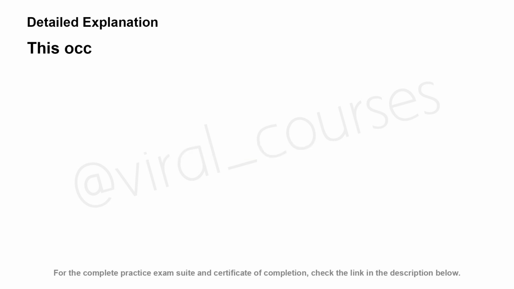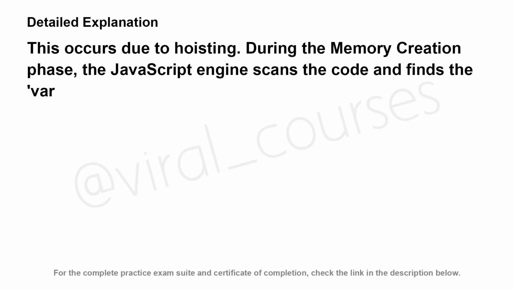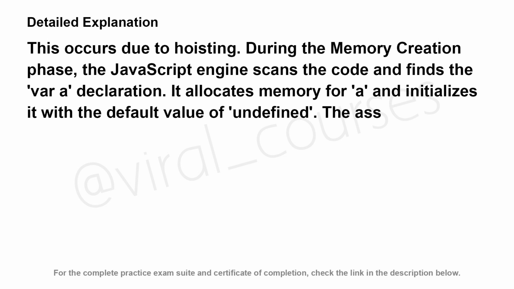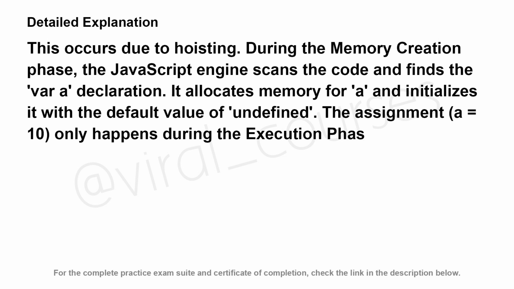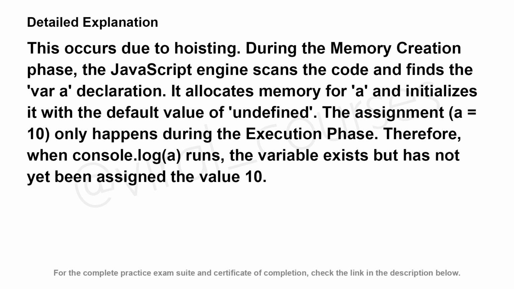This occurs due to hoisting. During the memory creation phase, the JavaScript engine scans the code and finds the var declaration. It allocates memory for a and initializes it with the default value of undefined. The assignment, a = 10, only happens during the execution phase. Therefore, when console.log(a) runs, the variable exists but has not yet been assigned the value 10.